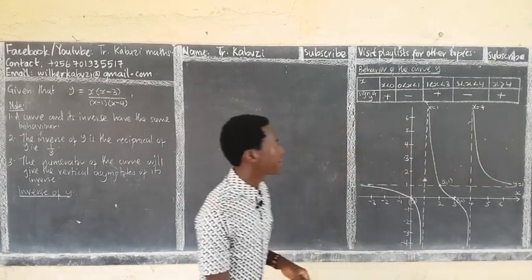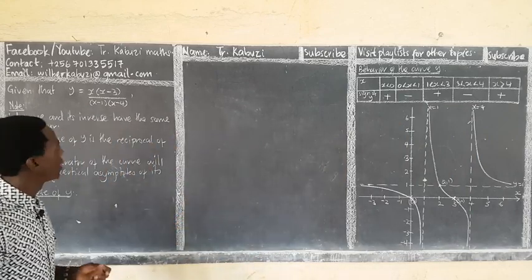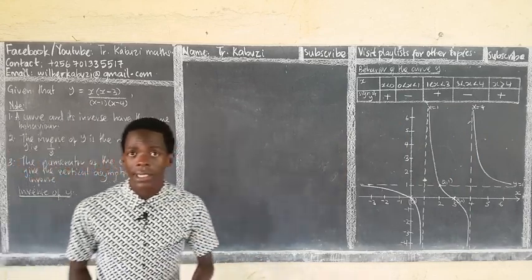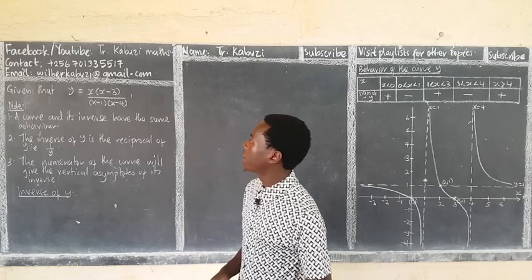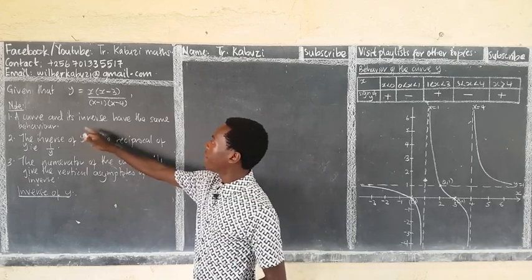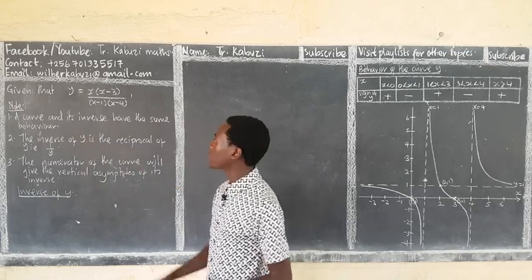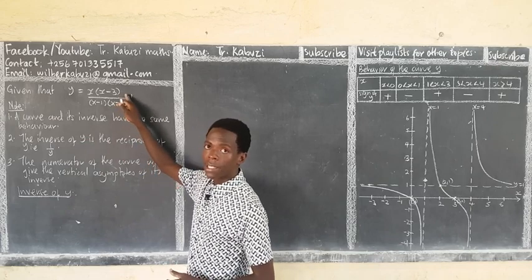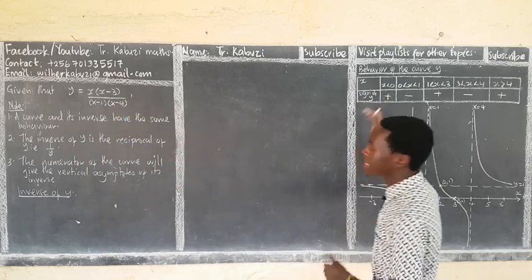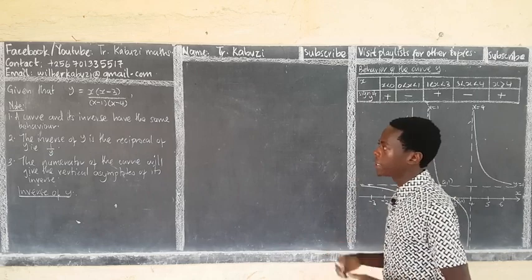Okay, now members, after cleaning, I think you took note of the question. Now we are going to see how we sketch the inverse. Here we need to take some notes. A curve and its inverse have the same behavior. So if we have the behavior of this curve, then it's the same as its inverse. You don't need to repeat that.